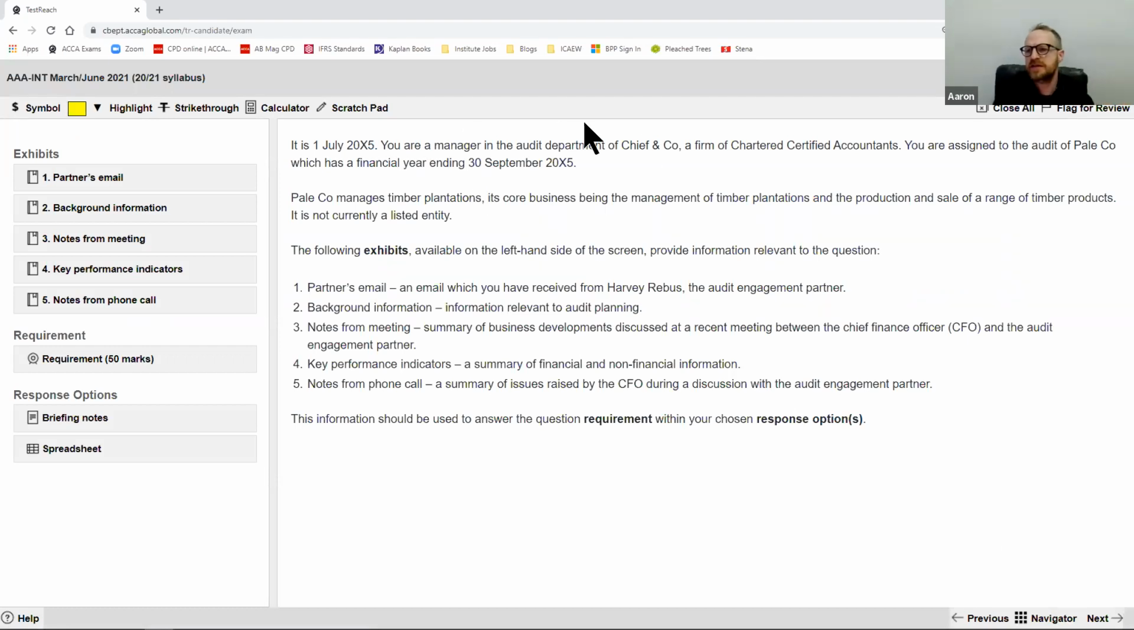Okay, so look, this is the paper as it would appear. You've got most of the information in different sections down the left-hand side. You've got the requirement here. Each of these is going to open in a different window. You've got briefing notes and you've got a spreadsheet. Now, there's very little on this paper that you're going to use the spreadsheet for. So it's these briefing notes that are the most important. That's where your answers are going to go. Okay.